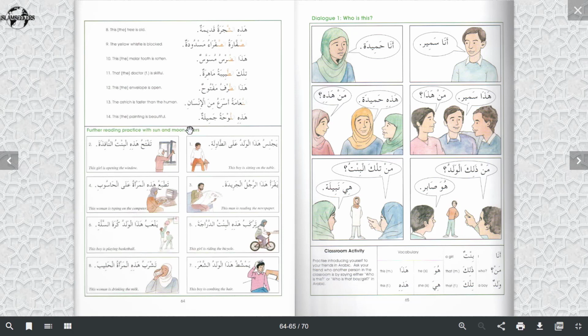Now listen to the sentences on page 64 that contain both sun and moon letter words.